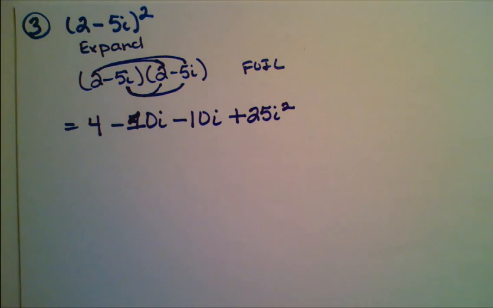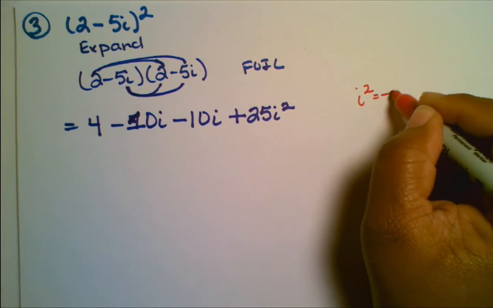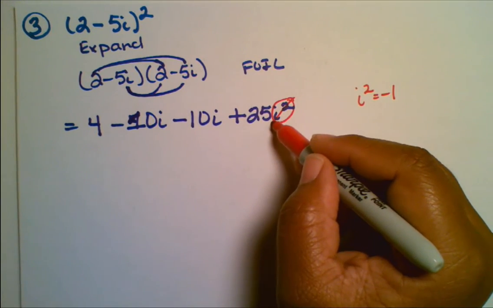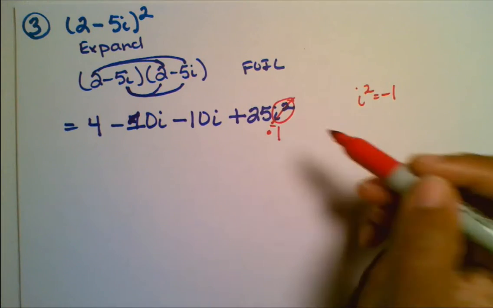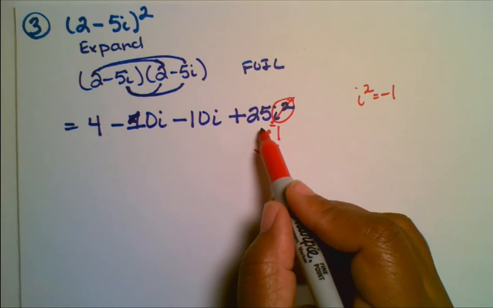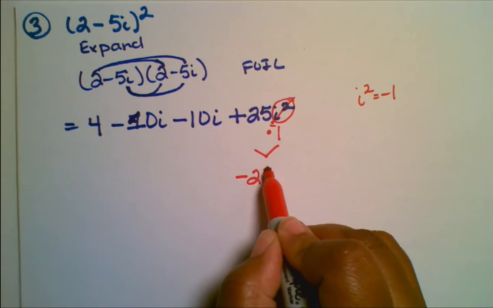And because we have the i squared, remember it's negative 1. So I'm going to circle that, put a slash, put times negative 1 there. So it's going to make this positive 25, when we times it by the negative 1, a negative 25.